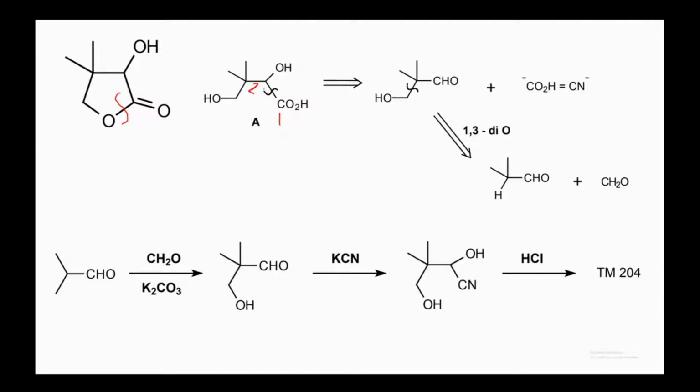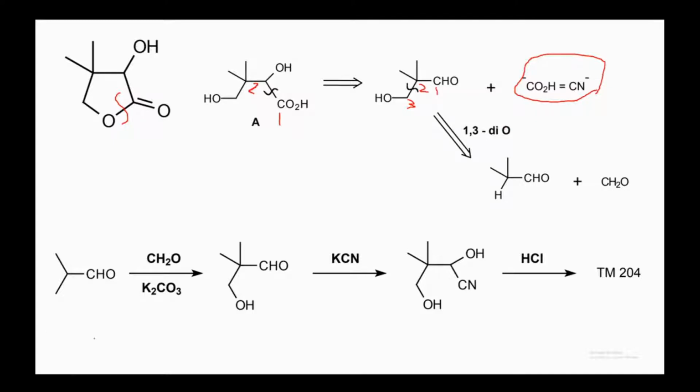You disconnect from this carbon, and then you will get this fragment as well as this fragment. Again, you have a couple of functional groups here, 1, 2 and 3. So you have a 1,3 dioxygen containing functional groups, or you can oxidize this alcohol into aldehyde and disconnect it from the 2 and 3 position.